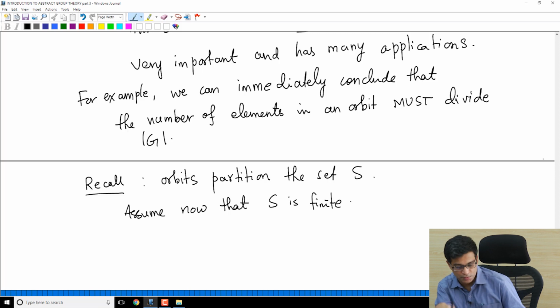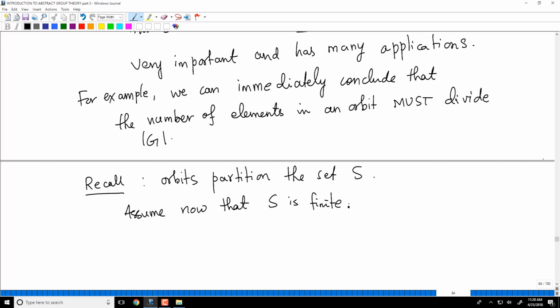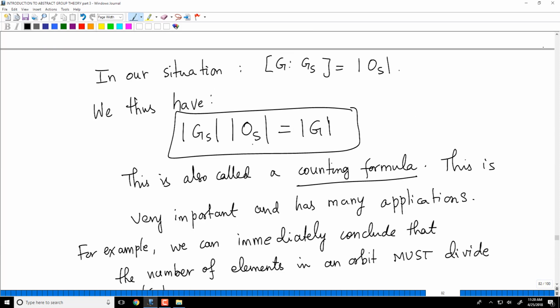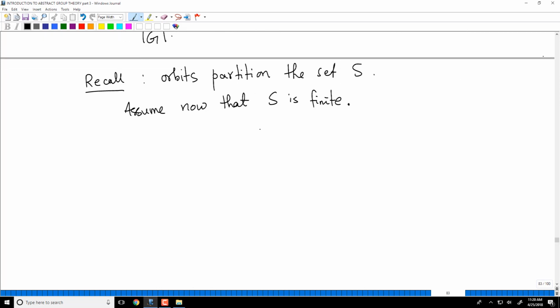Everything that we have said until this point, the set S need not be finite, because even in the counting formula the size of S is irrelevant, only the size of the orbit is relevant. So in particular, the counting formula says that if G is a finite group acting on an infinite set S, the orbits are still finite. Orbits cannot be infinite because orbit size must divide the group size. The set S may be infinite but the orbits must be finite. But now I am going to assume that the set is also finite.